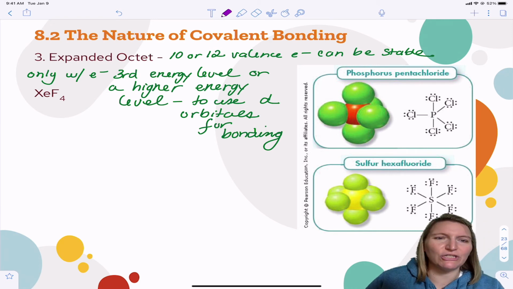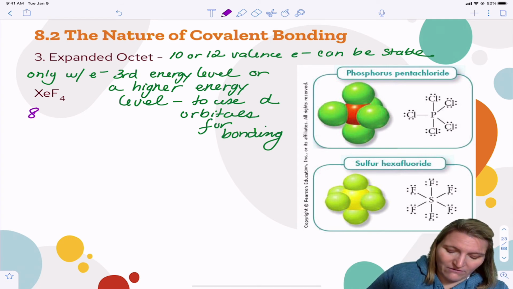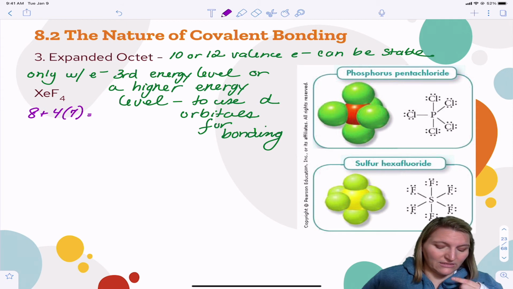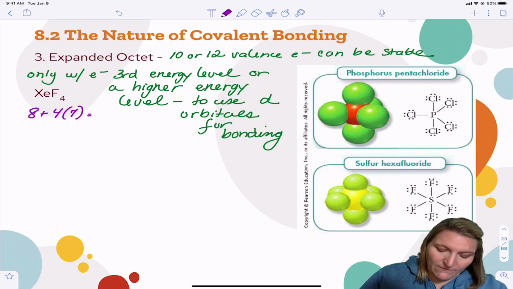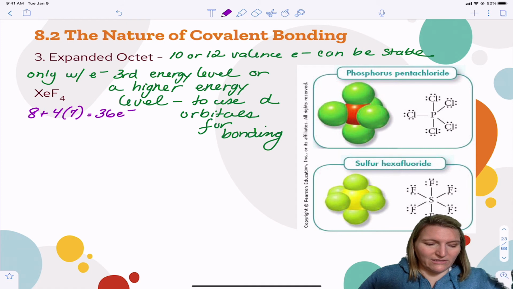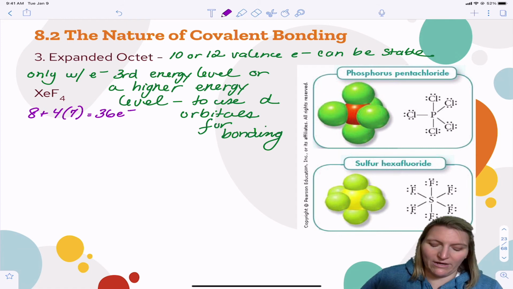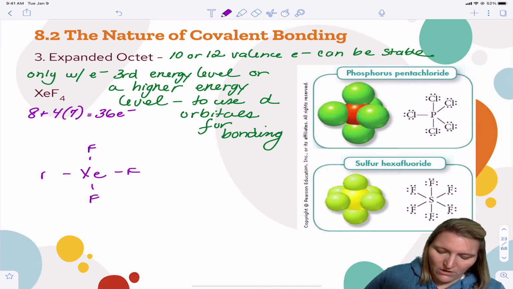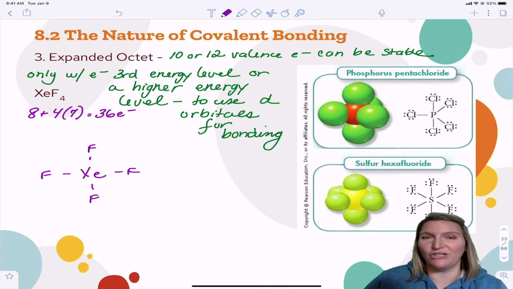When we draw its Lewis dot structure, it's exactly the same as we would always draw a Lewis dot structure. Xenon has 8 valence electrons. Each fluorine has 7. So 8 plus 4 times 7 is going to be 28, 36, right? So this will have a total of 36 valence electrons. The xenon goes in the middle, and the 4 fluorines come off of it, just like always. So the rules for how we draw Lewis dot structures don't change when we do any of these different exceptions to the octet rule.